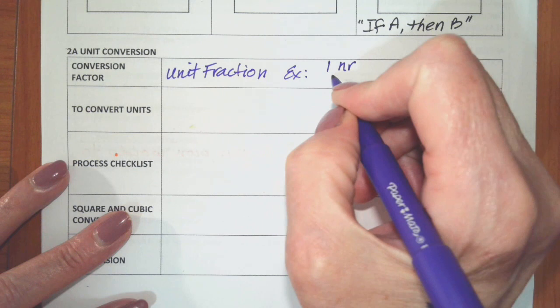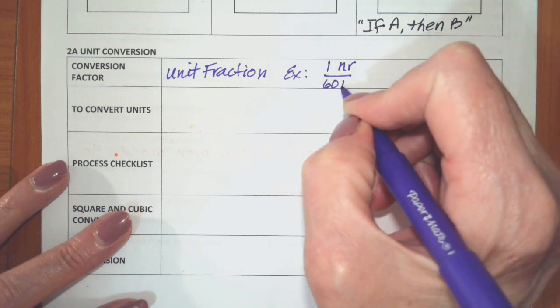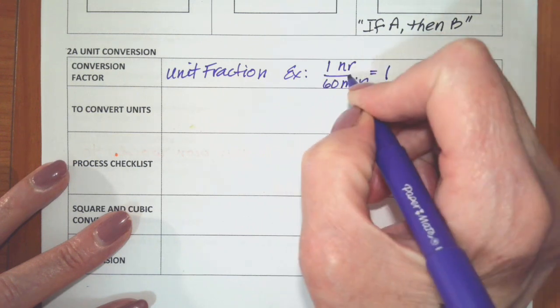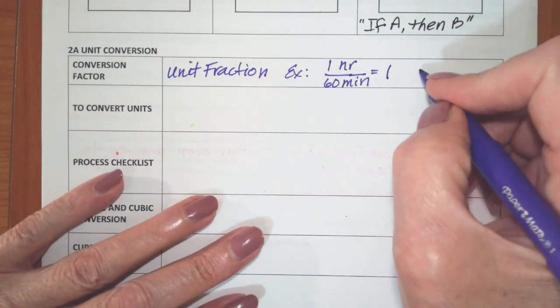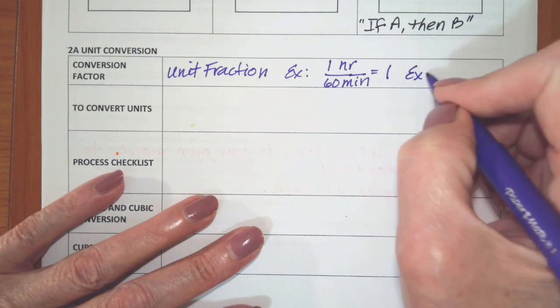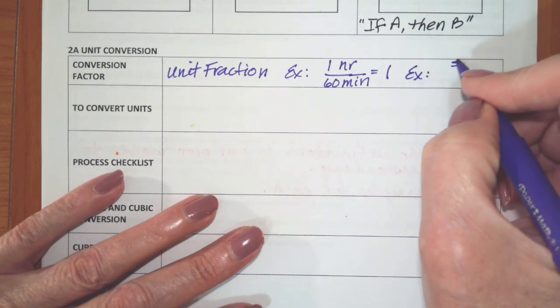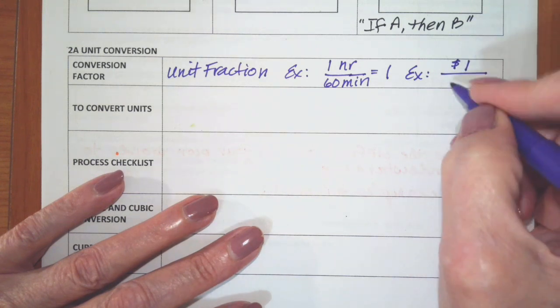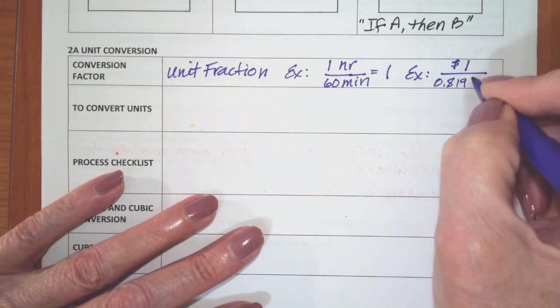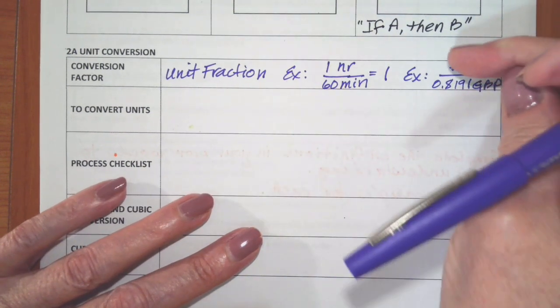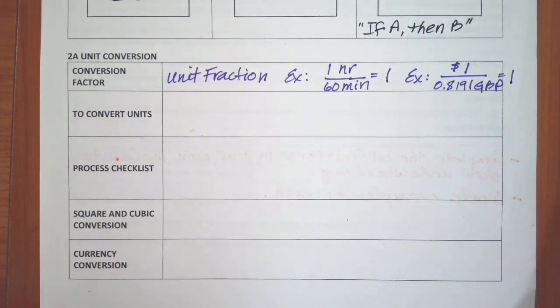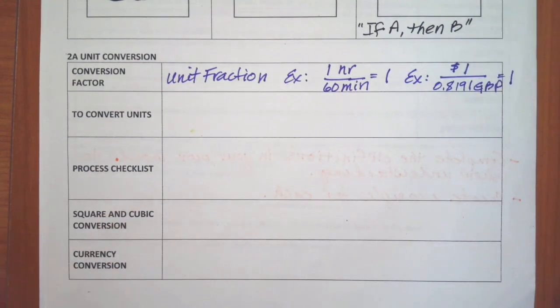So the examples I used in class, if you have 1 hour and 60 minutes, those are the same thing. So if you do that ratio, it equals 1. Or if you're dealing with money, if you have $1 and you have 0.8191 Great Britain pounds, that is also equal to 1 because these are equivalents. Now it's important to be able to do this and make sure if you have something that is equal that you can put them in a fraction and you can flip it upside down.